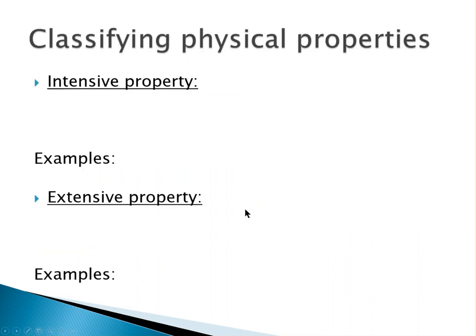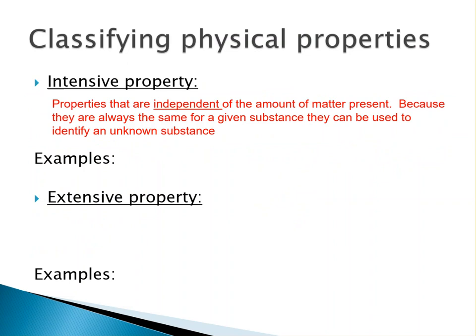All right, so there's two different types of physical properties, an intensive and an extensive property. An intensive property is one that is independent of the sample size. So intensive properties will always remain the same for a given substance. Because they're always going to be the same for a given substance, they can be used to identify a substance if we didn't know what it was. For example, color is intensive.